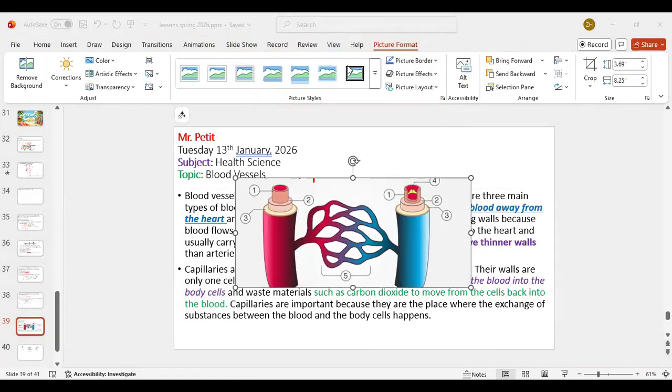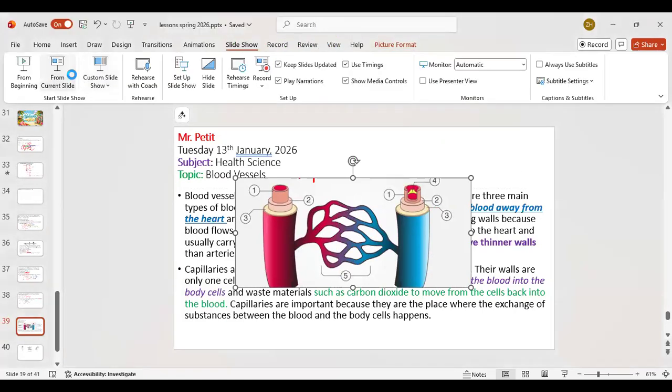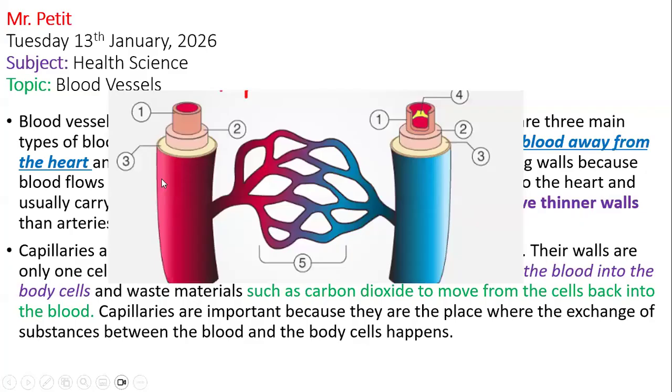The red one is the vein. Actually, the blue one is the vein. Why is the red one the artery? Because it's thick. It contains oxygenated blood. Very good. The arteries contain oxygenated blood. It doesn't have any valves. Very good. So what is this one?